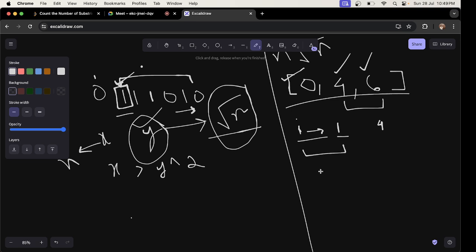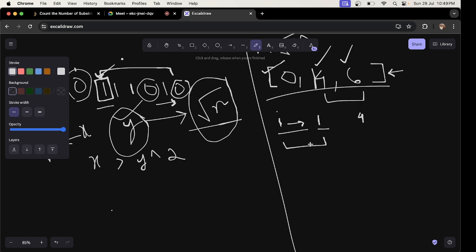In every iteration of i, we will consider the indexes of 0 which are greater than i. For example, index 4 and 6 are greater than 1, right? And this array contains the indexes of 0. So this index and this index.